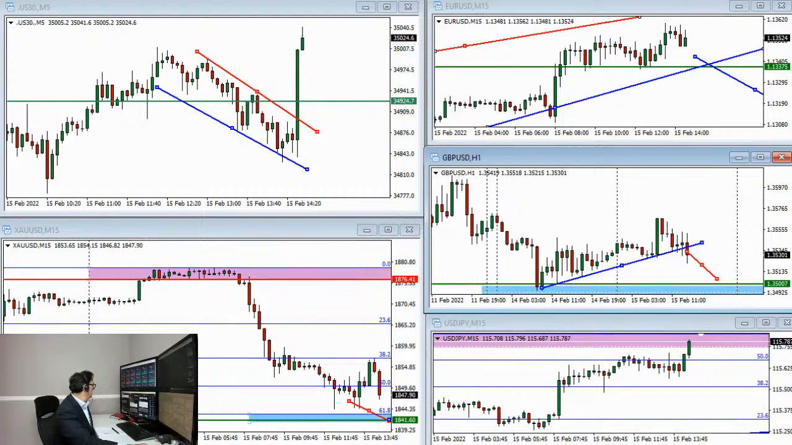Paul is looking at CAD Japanese yen in an uptrend, but a lot of overhead resistance all the way to 93.20. So that's what Paul is saying, and that's good enough for me.